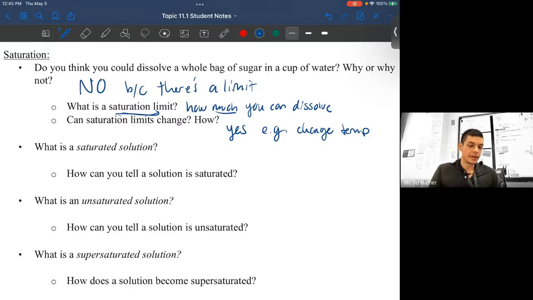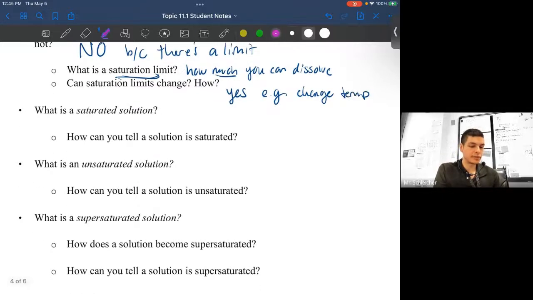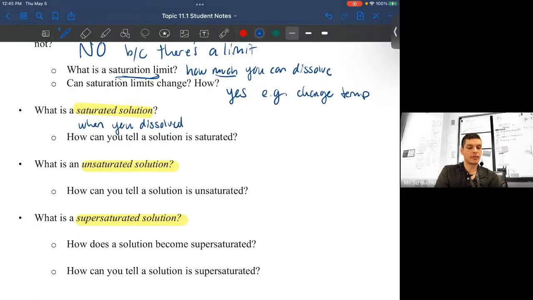Okay, so let's learn these three vocab terms really quick. Saturated, unsaturated, and supersaturated. So a saturated solution is when you dissolve the max. So I added a bunch of sugar to my sweet tea and no more is going to dissolve. It starts settling at the bottom. I try to mix it and it just settles at the bottom and nothing mixes.